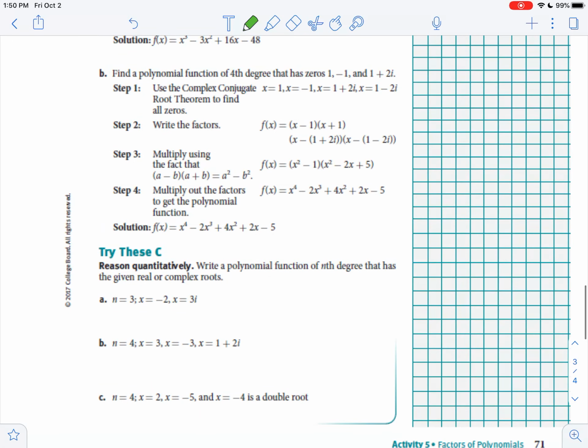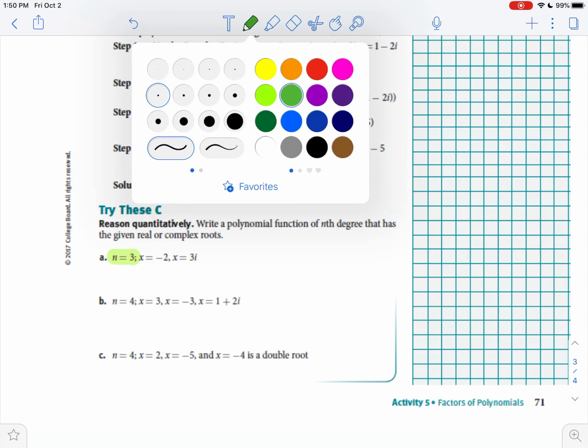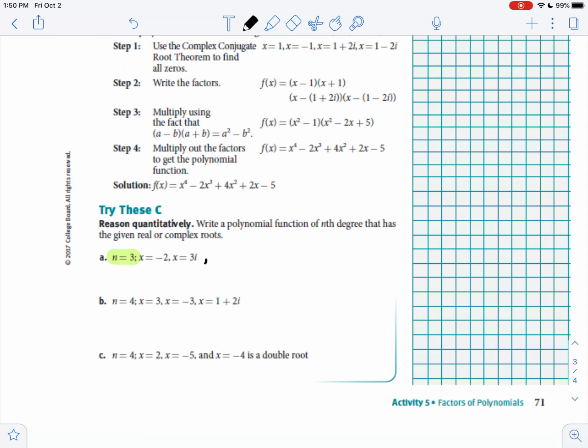Okay, so they go through a couple examples for you, and those are good for you to have, but I'm just going to pick one to do in this group and maybe even a second one, we'll see. But to start with part A, in the try these, they tell us it's important to look so you can remember that if it's a polynomial of degree 3, there's going to be 3 zeros. Okay, and they've given us x equals -2 and x equals 3i.